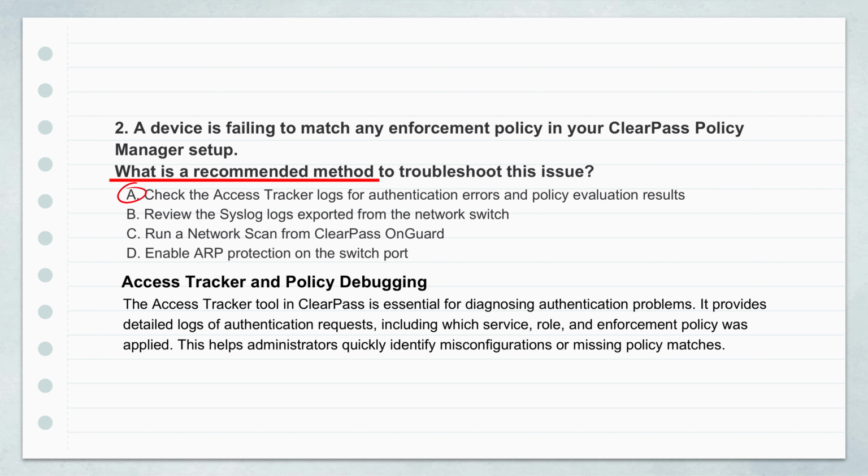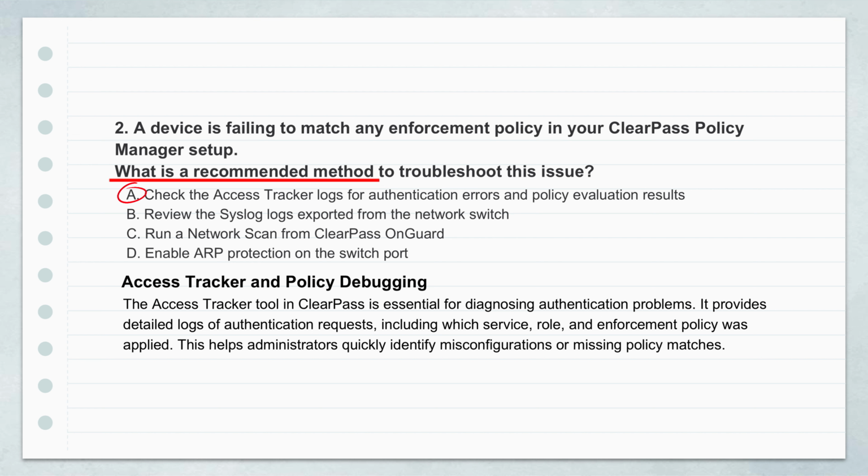It logs, well, basically everything about each authentication attempt. You see the device, the user, how ClearPass evaluated the connection against your policies, which rules it checked, which ones it matched, or, importantly, didn't match. So it's like a step-by-step replay. Exactly. It shows the decision process. If there were errors, maybe fetching user info, or if the device attributes didn't match any policy condition, Access Tracker will show you exactly where things went wrong.